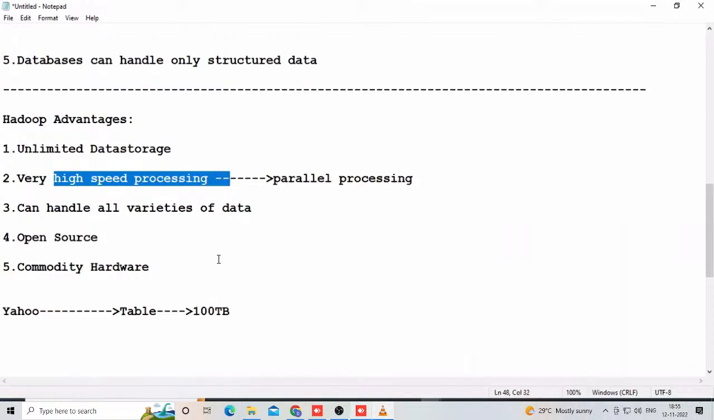So I was giving an example. Yahoo took a table of 100 TB consisting of 1024 columns. The task was sorting.